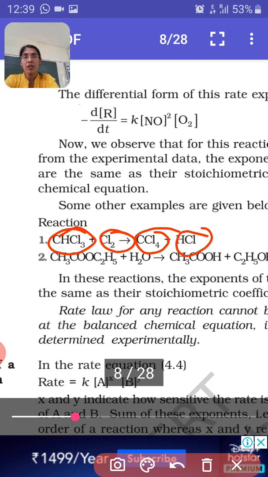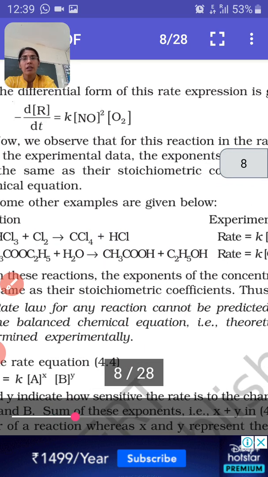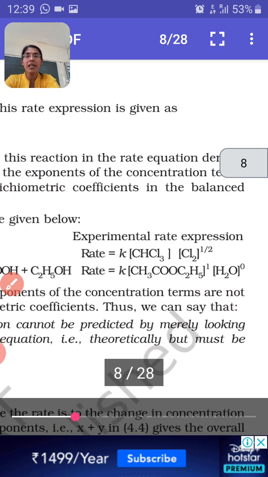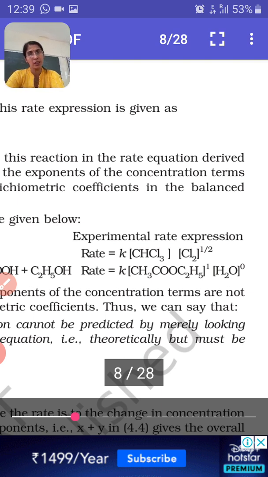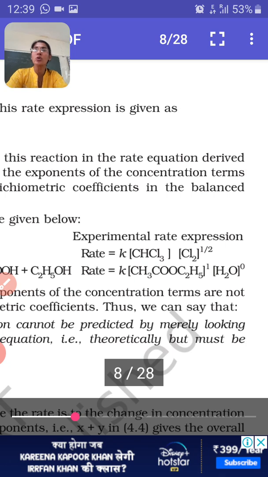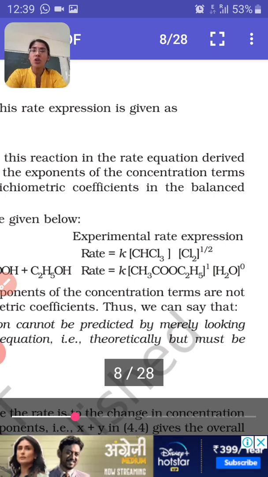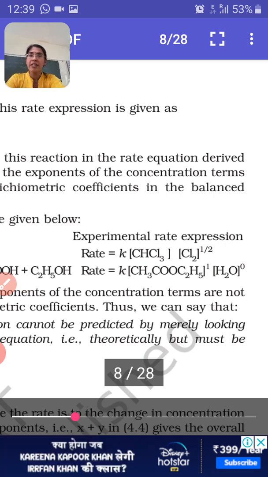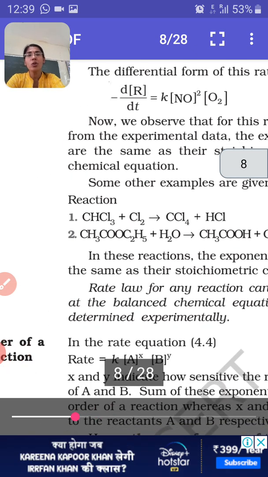The rate law, here we shall see that rate is equal to the rate constant into first power of CHCl3 and half the power of chlorine. Here lies the difference, children. In every case, stoichiometric coefficient will not be equal to the order of reaction for that particular reactant. Second case also we shall see.